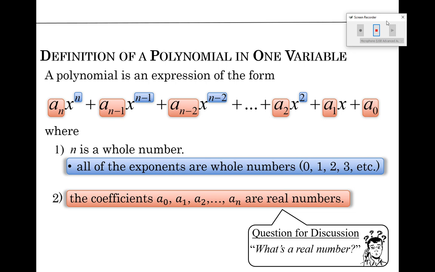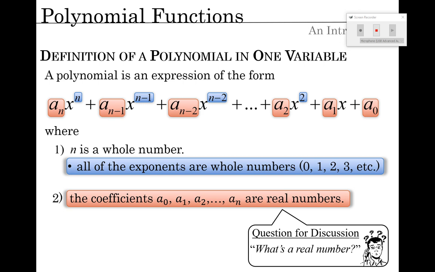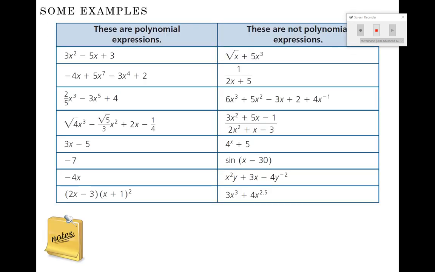Let's do some examples. It really needs some examples here. Some examples. Here's some polynomials. A familiar polynomial, 3x squared minus 5x plus 3. This is a polynomial with degree 2. Because the highest exponent is 2. I'm already giving away the next slide. I'm talking about degrees already.